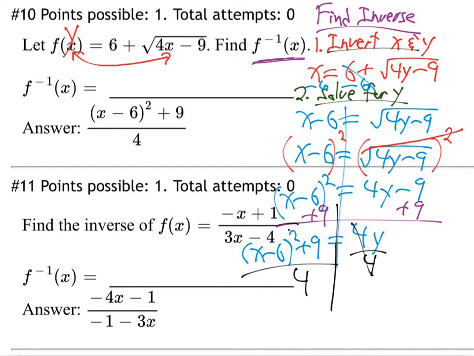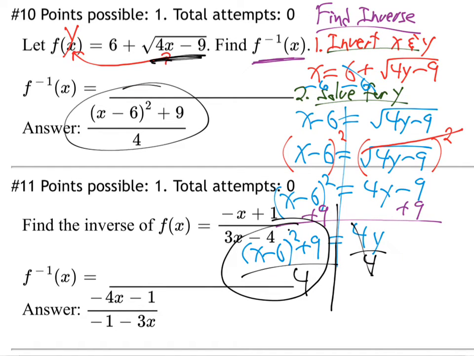Boom. This is the opposite function from the original. And that, in fact, is the answer they have there. That's the inverse function. It looks the opposite, doesn't it? Instead of a root of 4x minus 9, it's second power. Instead of the 6 being added, it's subtracted. Instead of the 9 being subtracted, it's added. Instead of multiplying by 4, it's dividing by 4. See how that's the opposite function? It's the inverse function.